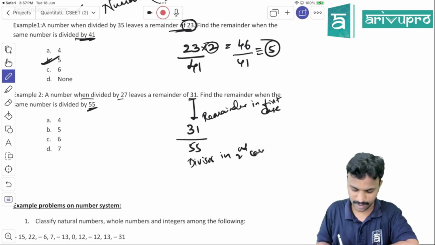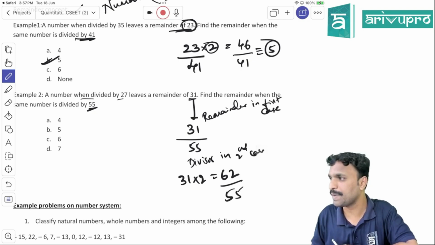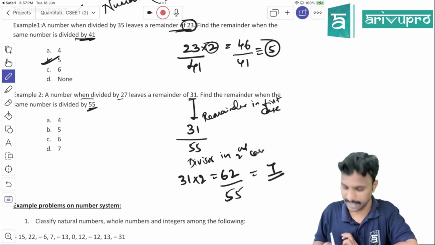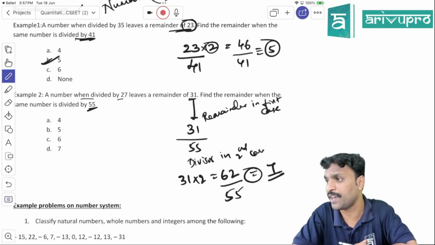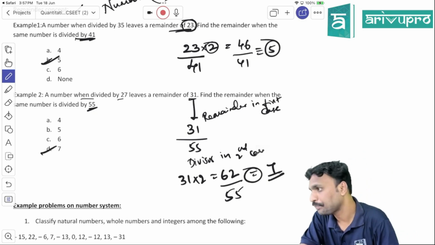No. What to do? 31 into 2, which is 62 divided by 55. Definitely 62 has become more than 55, which is 7 is the remainder. Because 55 ones are 55, how much is remaining? 7. Answer for this question is option D.